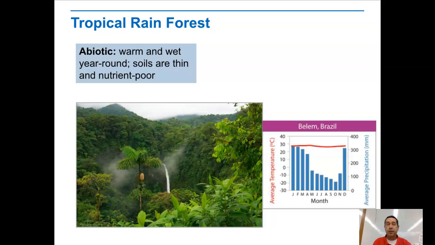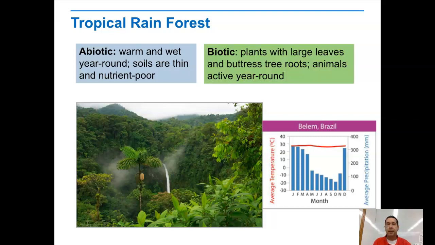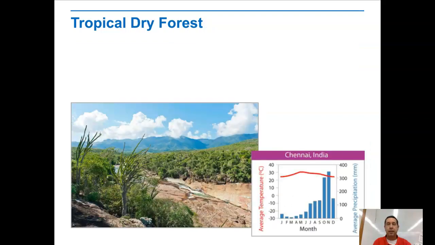The soils are relatively thin and nutrient poor, which doesn't seem to make a lot of sense because of the diversity of plants there. But the plants are very specially adapted to that climate. Plants with large, heavy leaves and buttressed tree roots. Because of the warm temperature year-round, the animals stay active year-round.